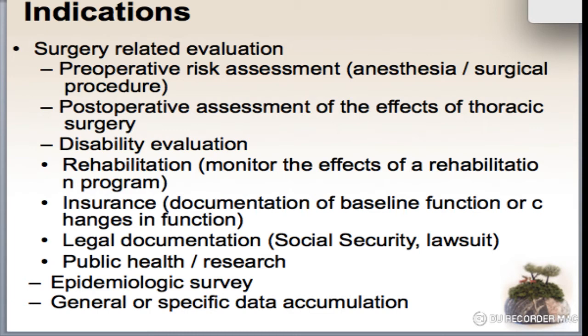Disability evaluation. We have rehabilitation, such as pulmonary rehab, so you can monitor the effects of the rehabilitation program. Second is insurance, for the documentation of the baseline function or the changes in function, particularly in minors, for insurance purposes. We also have legal documentation, social security, lawsuit, public health research, and epidemiologic survey. So we have the general or specific data accumulation.